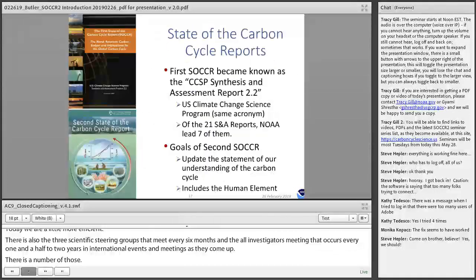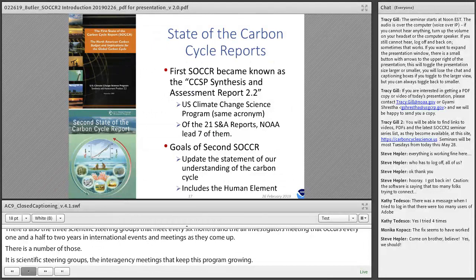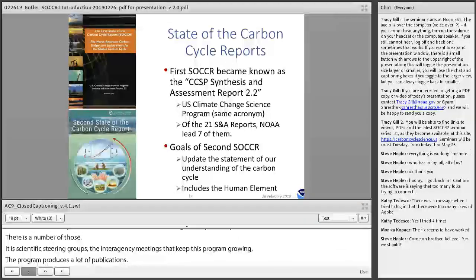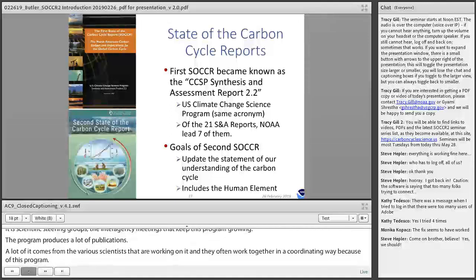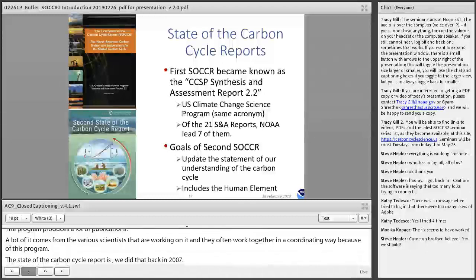A lot of it comes from the various scientists that are working on it, and they often work together in a coordinated way because of this program. The State of the Carbon Cycle report, we did that back in 2007, and actually started hopefully getting it done in 2005, and it took longer than thought. But it was something that the scientific community decided was needed.